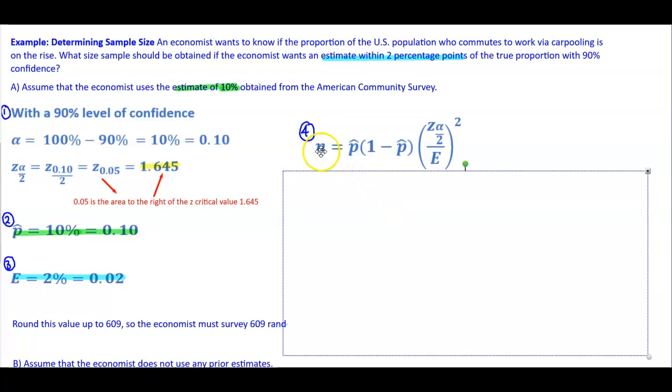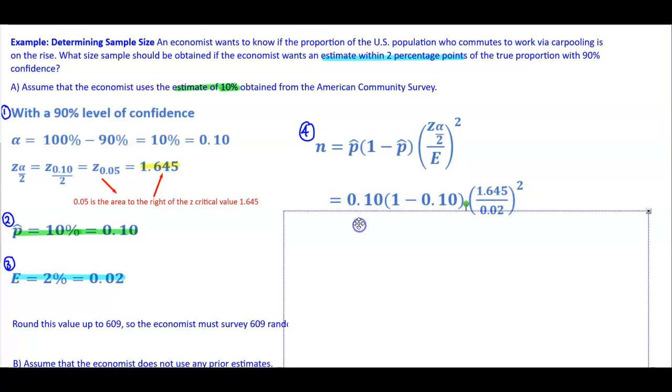Remember, the sample size n is taking the point estimate. We determined that our point estimate in our problem is 0.10. So it's 0.10 times (1 minus 0.10). We found the critical value to be 1.645, and then we're dividing it by the margin of error, which is 0.02.